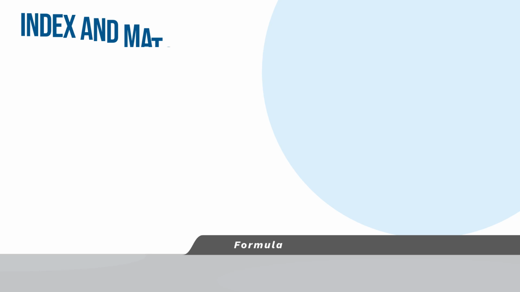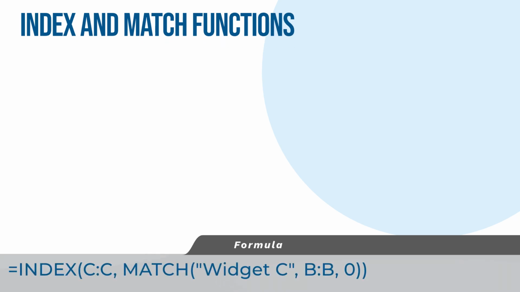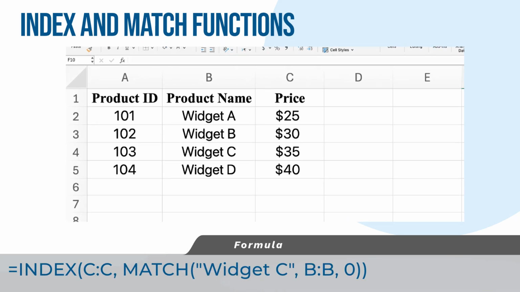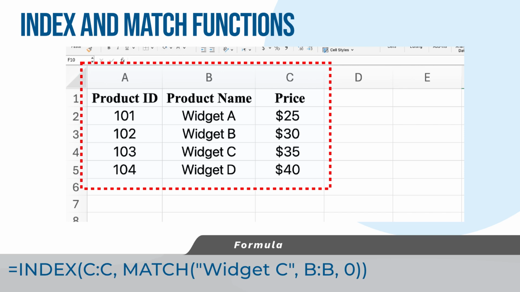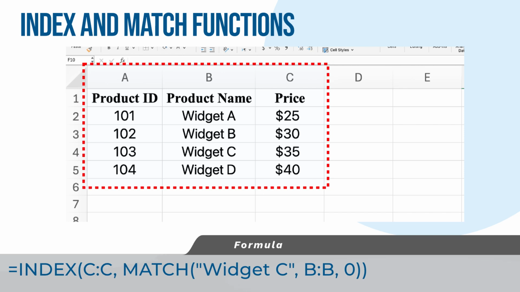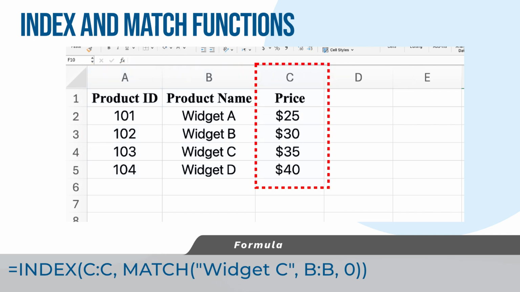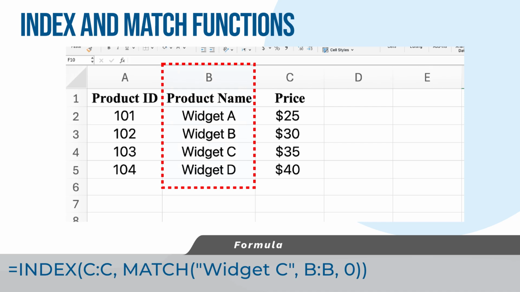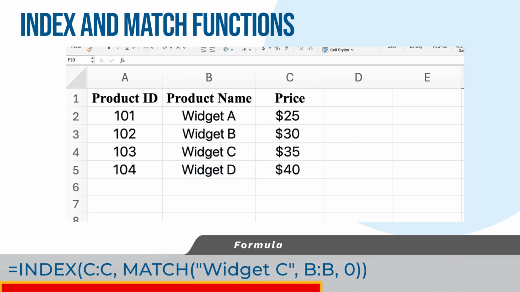Now, let's look at our example where we use the combined INDEX and MATCH functions. We have a table of sales data with columns for product ID, product name, and price. We want to find the price of a product based on its product name. Suppose we want to find the price of Widget C. We'll use the INDEX and MATCH functions together to do this.